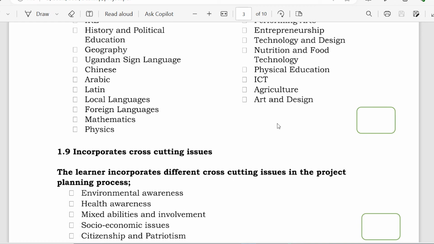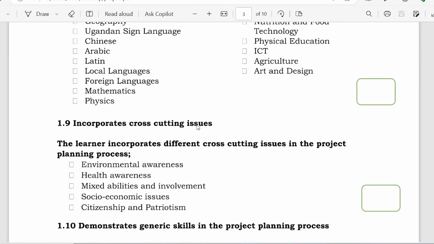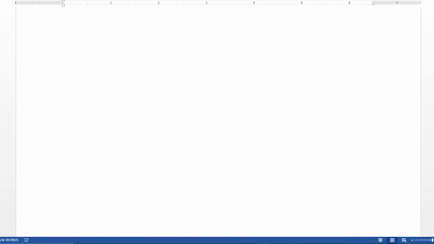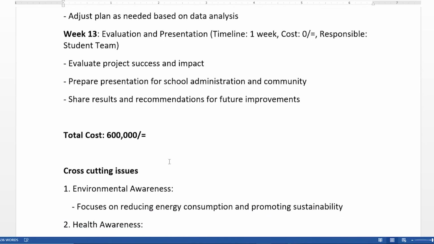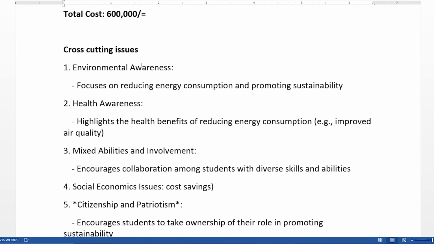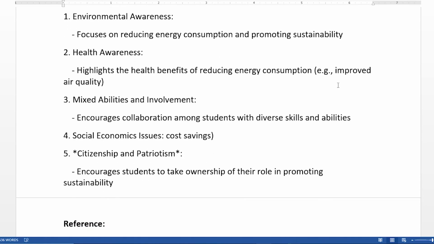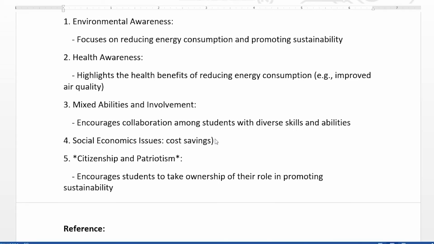And then after that, we also have incorporating cross-cutting issues. I can give you a brief review of how I've incorporated this. We have one here, cross-cutting issues, environmental. It focuses on reducing energy consumption, which will now promote sustainability. Then health awareness, they're all here. And then it is saving. If you do the project, instead of wasting energy, it is cost saving.